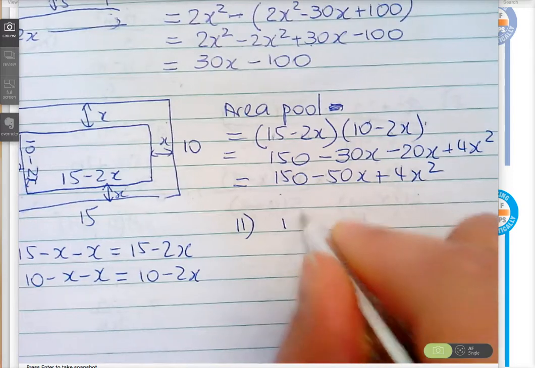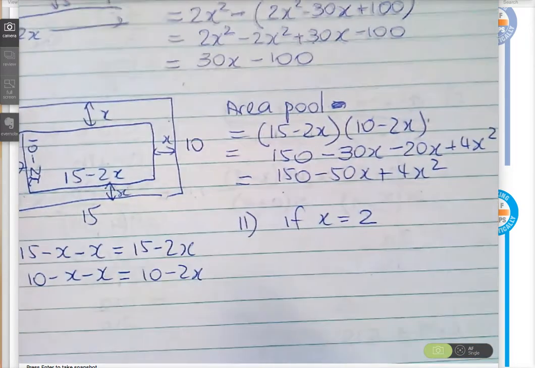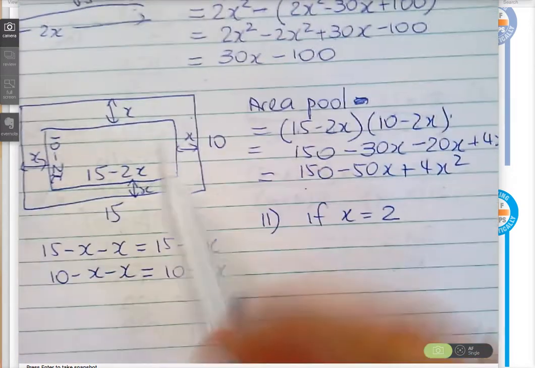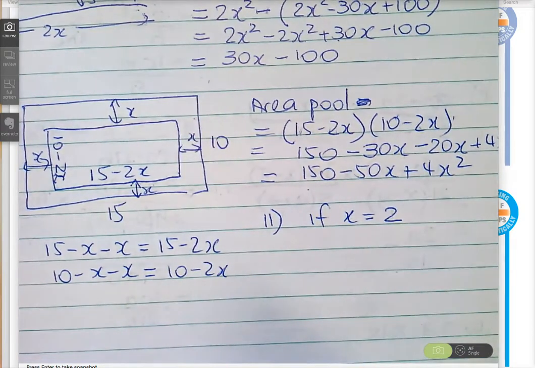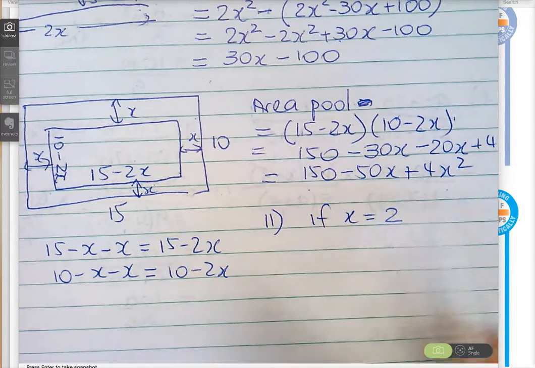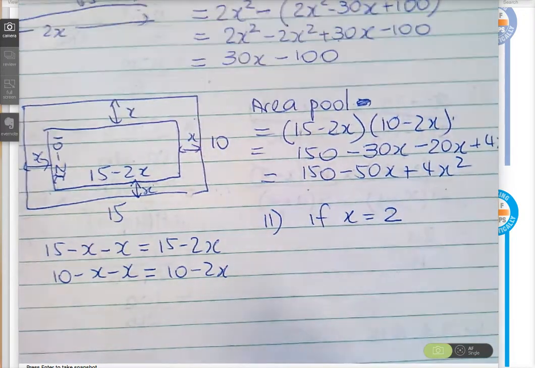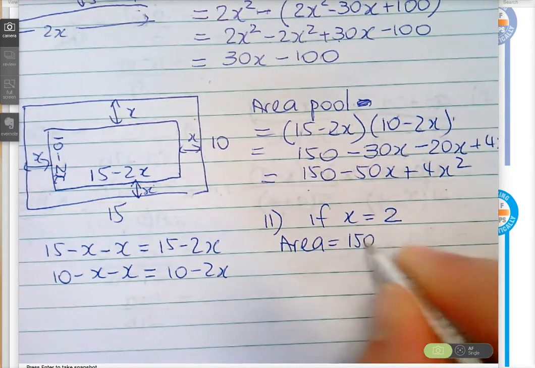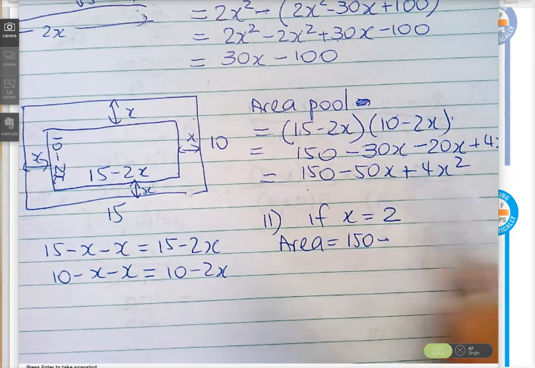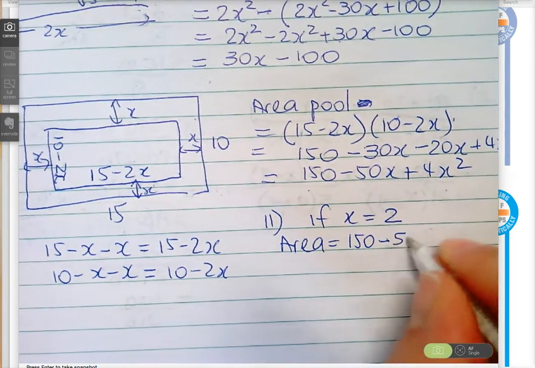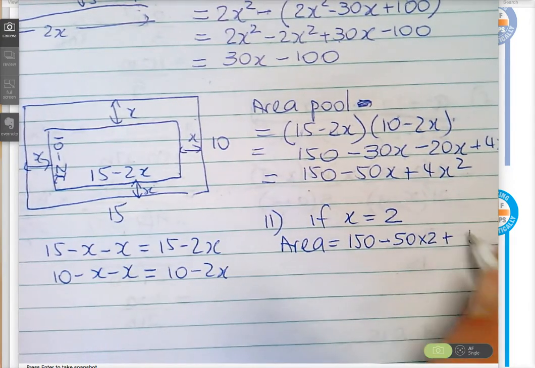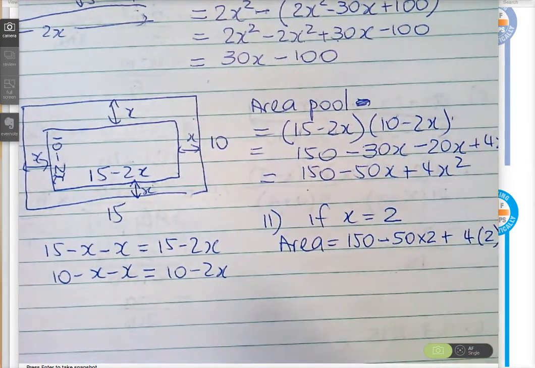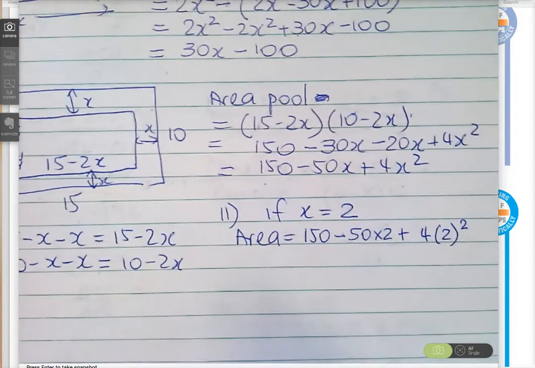Part 2 of the question says if x is 2. I mean, you can just go back there and work out your measurements. That would be very easy if x is 2. Or you can substitute it in here. We're going to do it both ways. If x is 2, the area is 150 minus, replacing the x's with a 2, 50 times 2 plus 4 bracket 2 squared.